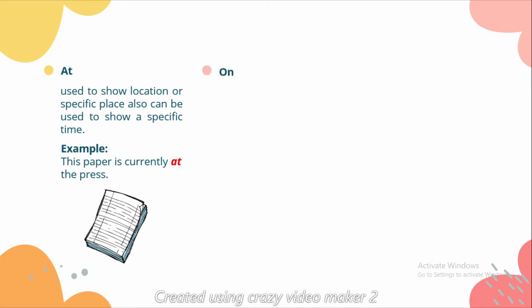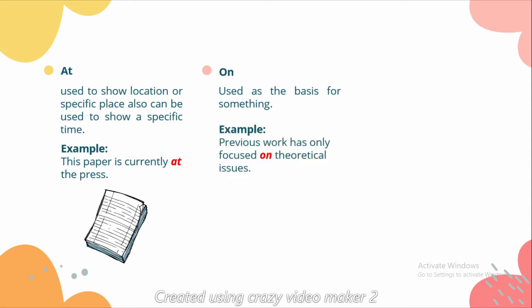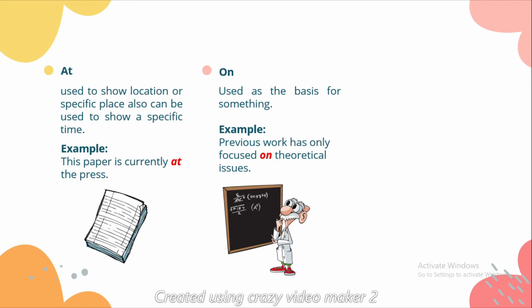And the second one is on. On is used as the basis for something. If the word on is translated into Indonesian, it becomes the word pada. For example, previous work has only focused on theoretical issues. The words on theoretical issues describe what previous work has focused on.